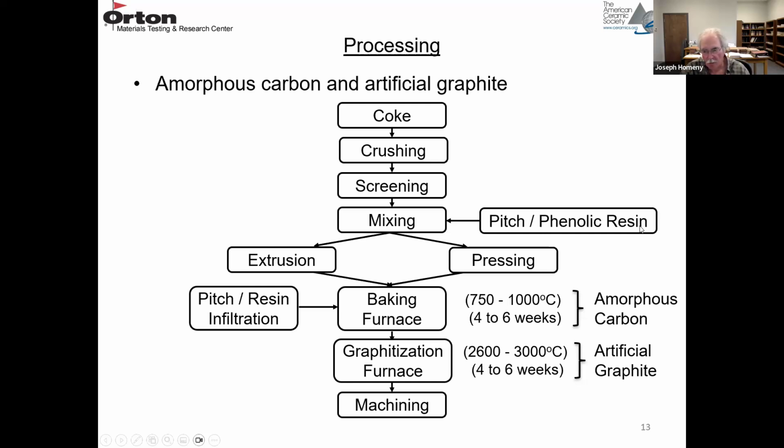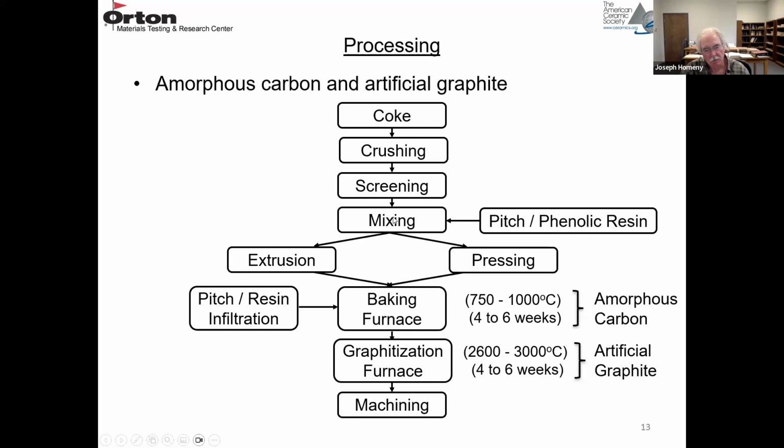Phenolic resins are most common right now. Pitch was used in the past. It has health issues, it's a source for cancer issues. So pitch is less safe than the phenolic resin. So phenolic resins are more common today.